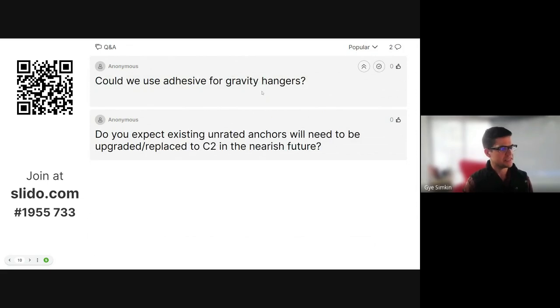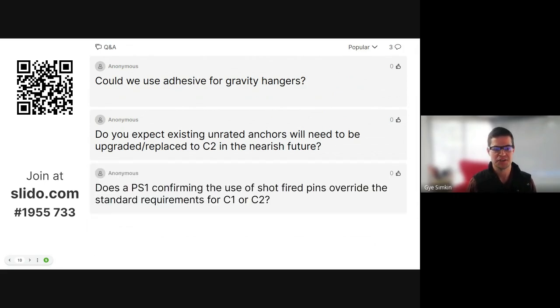Could we use adhesive for gravity hangers? Another good one. So essentially, yes, but adhesive isn't going to fall into the C2. So the questions keep coming in. This is great. I'm going to keep these here because I'm cautious of time. I've got a lot of good questions here that I'm going to clarify at our end to get some answers to, but we will make sure we leave no stone unturned here.